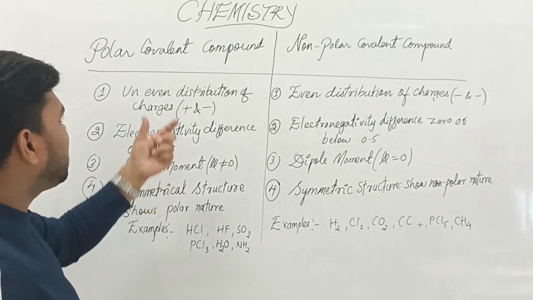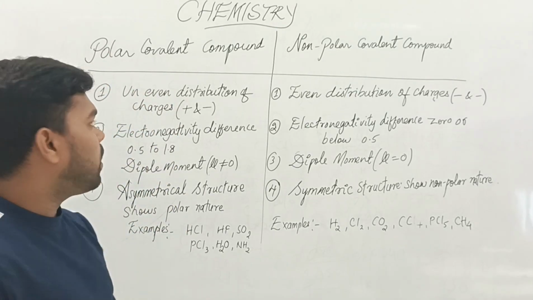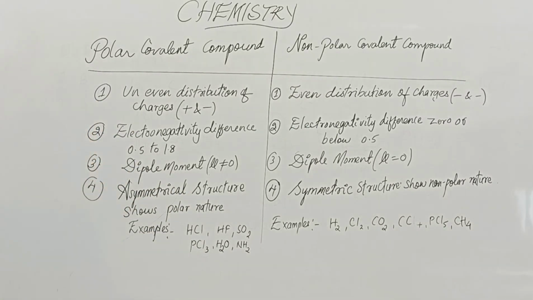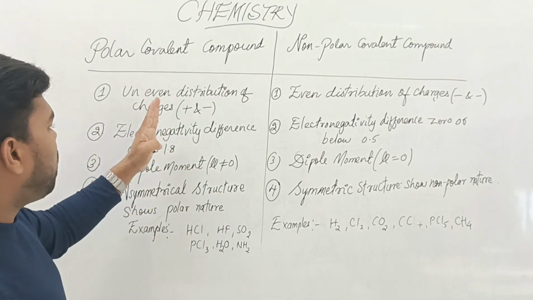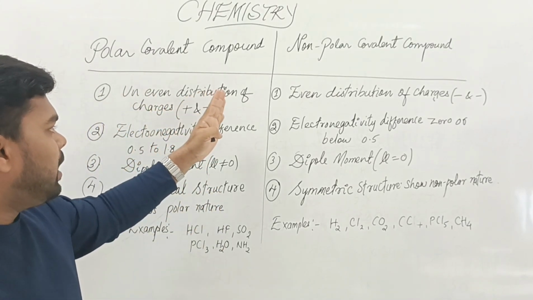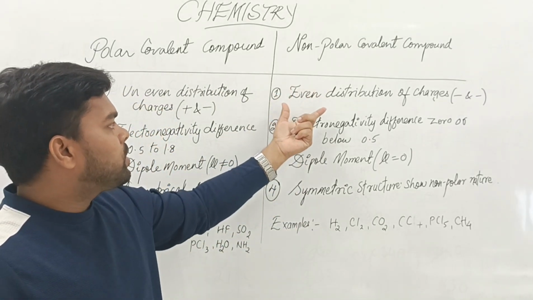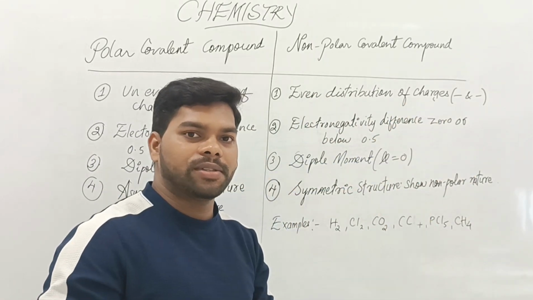Students, basically we can differentiate them in terms of 4 points. Okay, here we have 4 points. Let's get going. The first point says that polar compounds have uneven distribution of charges, which can be delta positive and delta negative. However, for non-polar compounds we have an even distribution of charges.